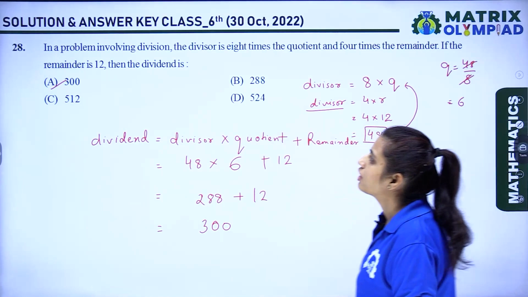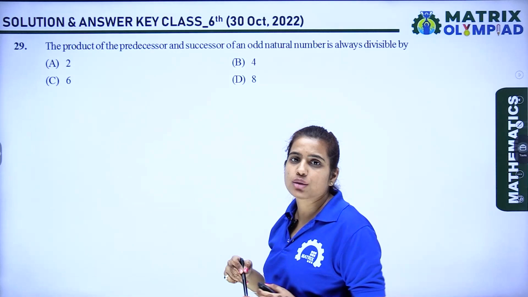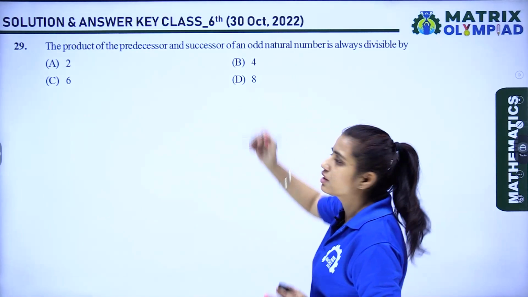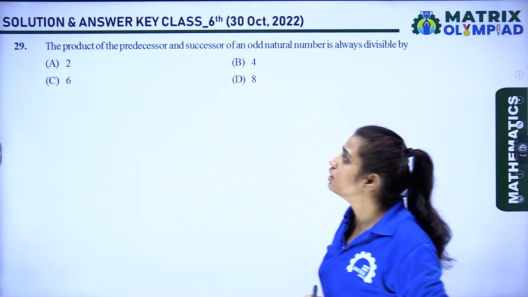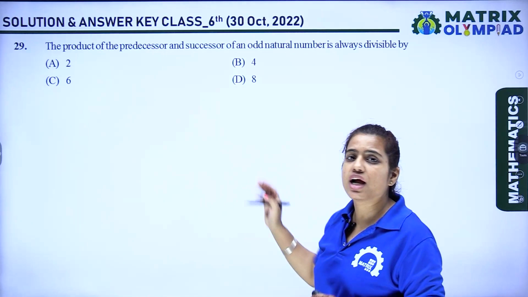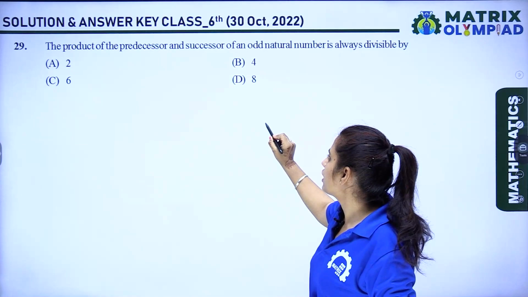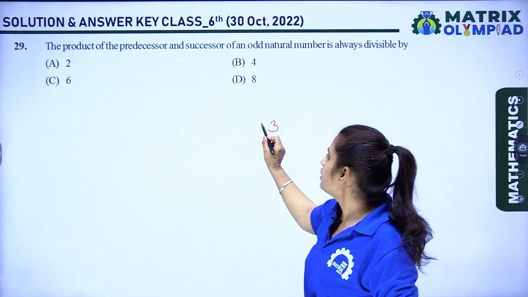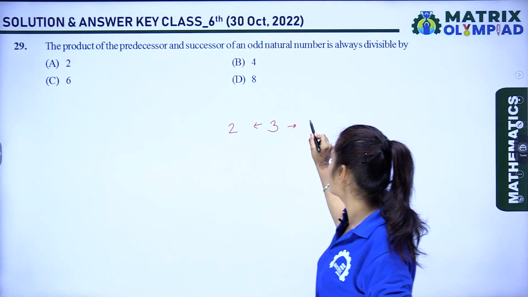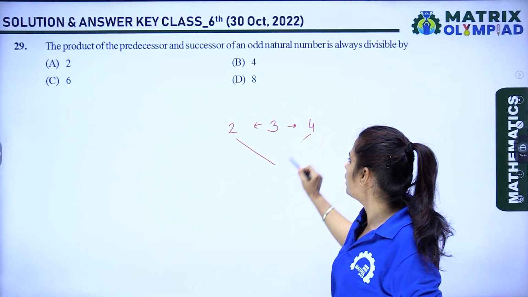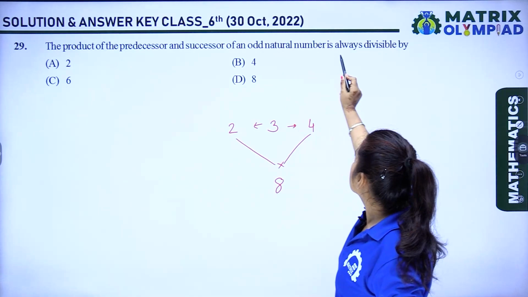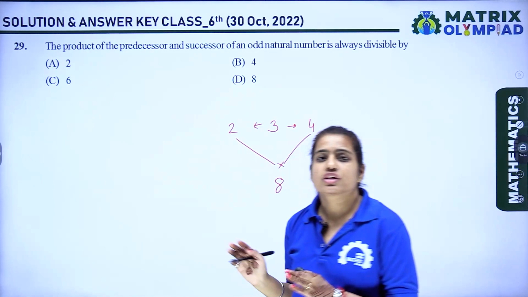Now, the next one is, the product of the predecessor and successor of an odd natural number is always divisible by. The predecessor means less one, and successor means addition of one. Now here we have to find out the predecessor and successor of an odd number. So let's take an odd number 3. Predecessor of 3 is 2, successor of 3 is 4. So the product of these two numbers is 8.